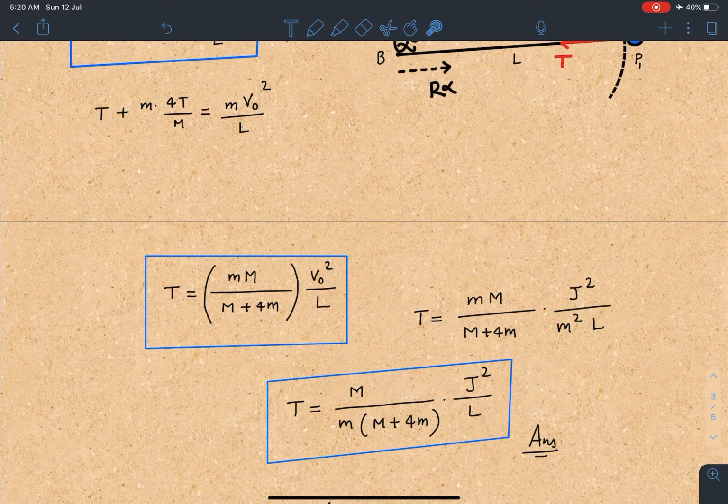Now here I can say, if I substitute the value of v naught in this equation, I am going to get this tension T as capital M by small m, m plus 4m j square by L. This is going to be the answer of first part. Tension is known to us. Let's move to the second part of this question, which is radius of curvature.